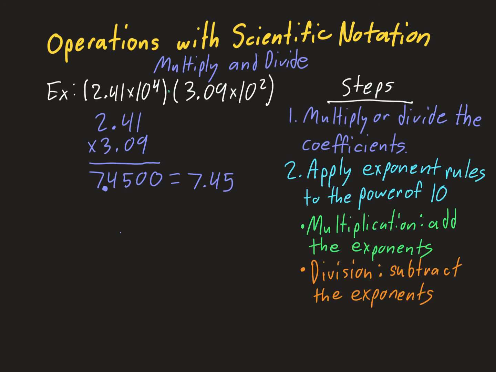Step 2 is to apply exponent rules to the power of 10. Remember, multiplication means you need to add the exponents. So if we have 10 to the 4th times 10 squared, we're going to get 10 to the 4 plus 2, or 10 to the 6th. And our final answer is 7.45 times 10 to the power of 6.